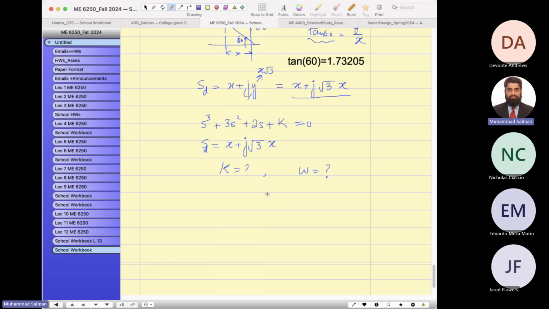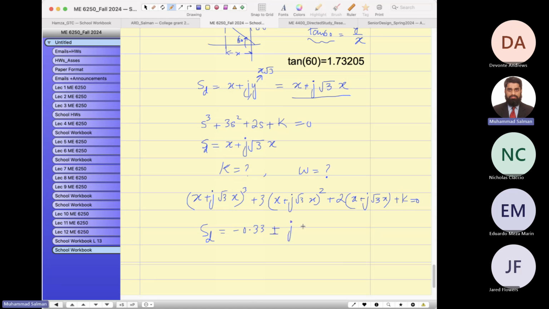So now if you do the math here, I'm going to replace, this is my x plus j square root 3 x cubed plus 3 times x plus j square root 3 x squared plus 2 times x plus j square root 3 x plus k equals 0. So you have to do the math. After you do the math here, what you get is the desired pole location x equals negative 0.33.